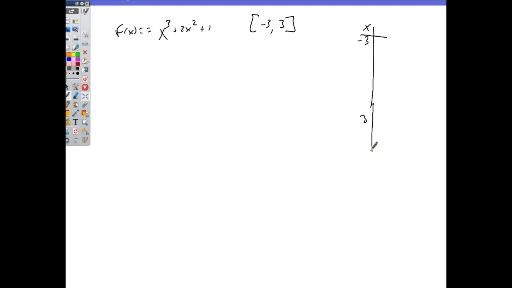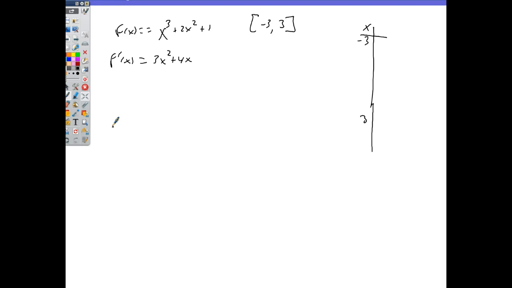I found those 2. I need some more. Some more would be the derivative, right? Where the derivative is 0 or the derivative is undefined. F prime of x equals 3x squared plus 4x. Great? All right. So far, so good?